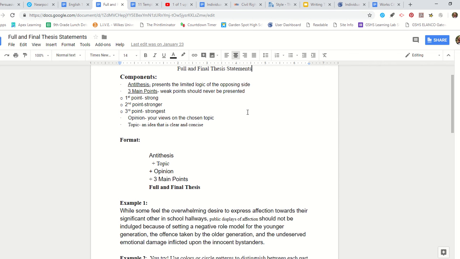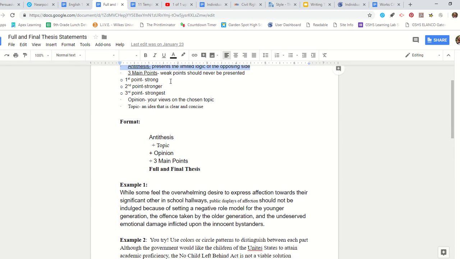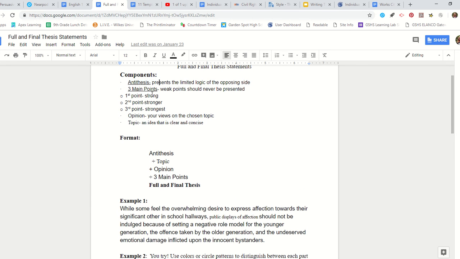So to have a full and final thesis, if you are specifically making an argumentative, especially research paper, you would start with an antithesis, which is the other side's point of view. For literary analysis, typically the other side is not going to be crazy strong, so you don't necessarily need to include an antithesis, but if you want to, that's what you would start with. You also need to have the topic that you're writing about.